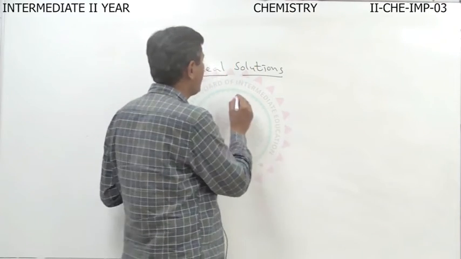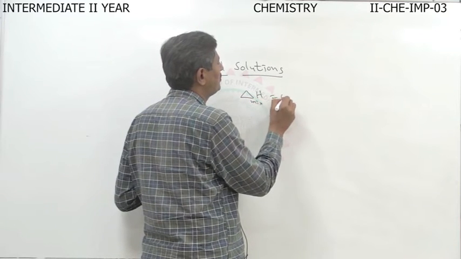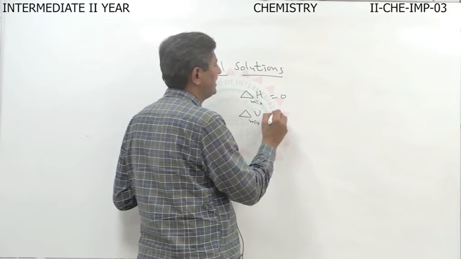So in this, what happens here? Delta H mix is equal to 0 and delta V mix is also 0.